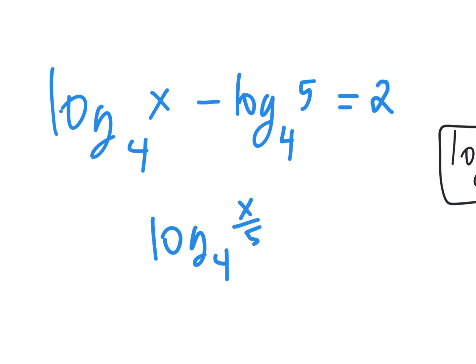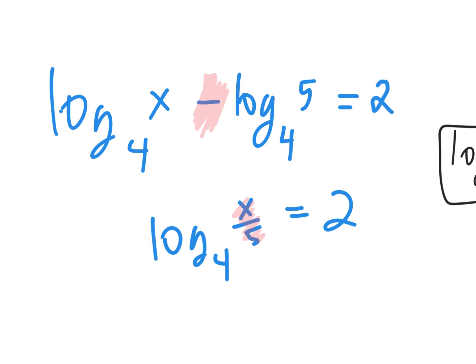Why did you do x over 5 instead of x times 5? Because it's subtraction, because of that right there. Subtraction goes with dividing them like you just did here. Very good. Keep going. Equals 2. And then, whenever you're kind of stuck, think rewrite.